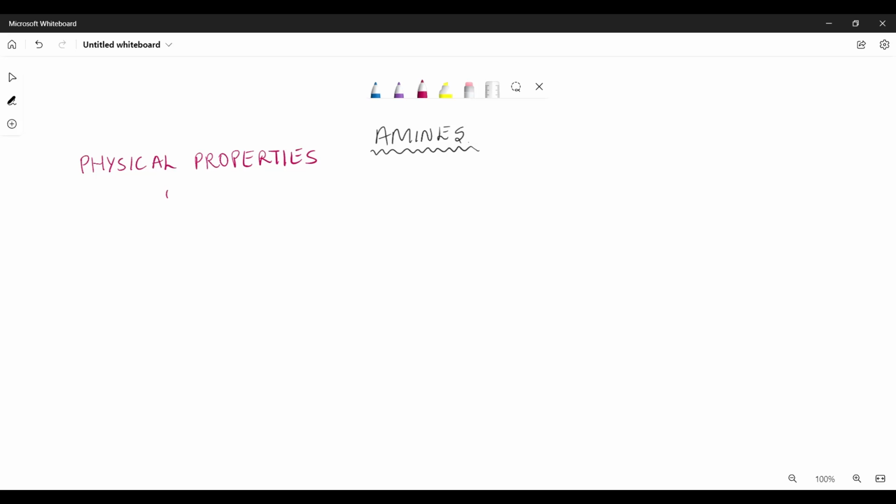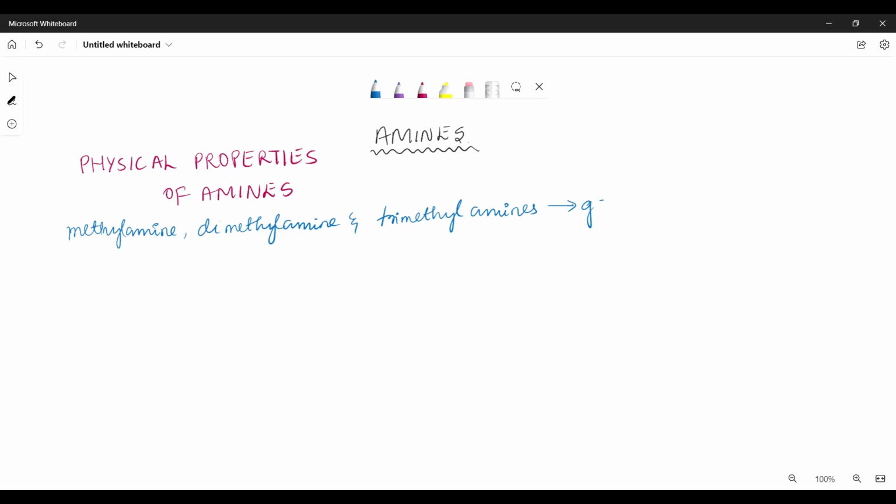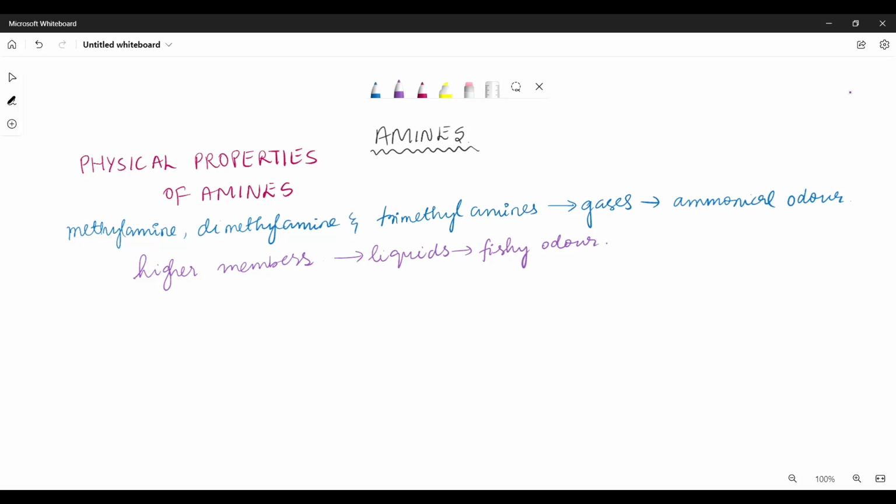Physical properties of amines. Under physical properties, methylamine, dimethylamine and trimethylamine are going to be gases with an ammoniacal odor, the odor of ammonia. Now if you take a few higher members, they are going to be liquids with a fishy odor, if you take higher amines.